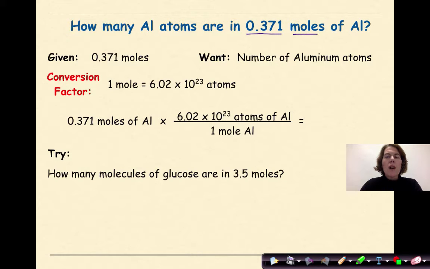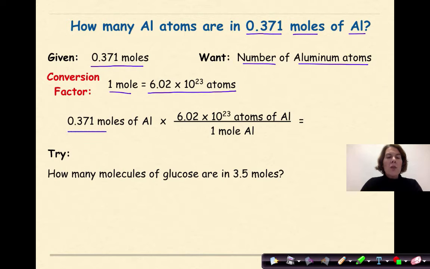How many aluminum atoms are in 0.371 moles of aluminum? So our given is 0.371 moles. What we want is the number of aluminum atoms. Our conversion factor is 1 mole is equal to 6.02 times 10 to the 23rd atoms. So the way that we're going to set this up is first by writing our given.